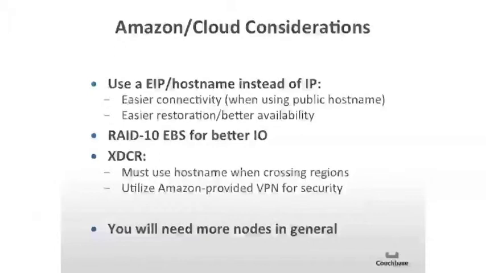When you're talking about cross data center replication, you need to use a host name across regions, and this has to do with how those IP addresses are resolved. And at the moment, we have some documentation and recommend using Amazon's built-in VPN between regions if you want that data encrypted. And as with virtual environments, cloud in general, you're most likely going to lean towards more nodes of lesser capacity than you would otherwise with physical hardware.